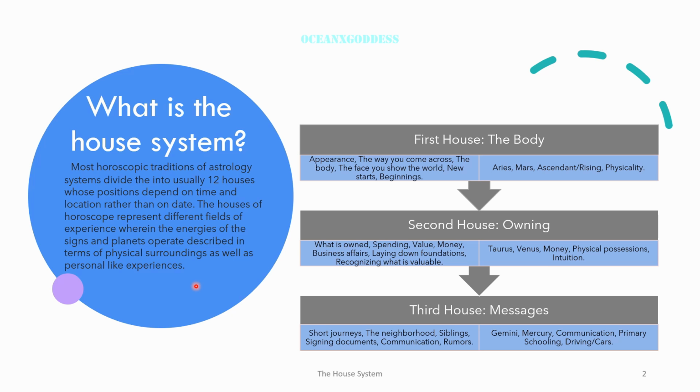The reason why this depends on time and location rather than date is because your date will more or less tell you what's your sun sign. But if you're wanting to know your sun sign, your moon sign, what houses your sun, moon, and Mercury are in, you want to know more details about your chart and not just, oh, I am a Capricorn.